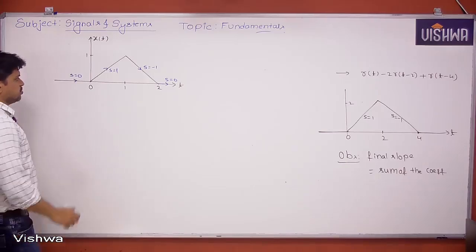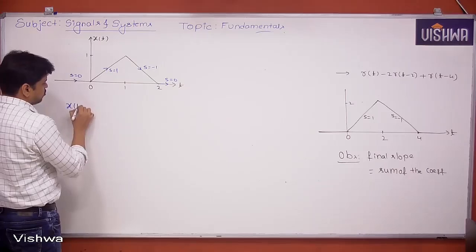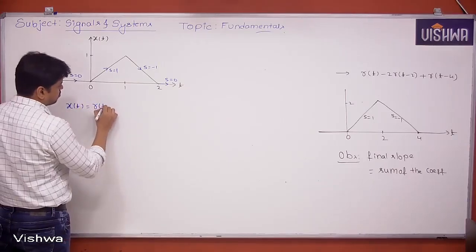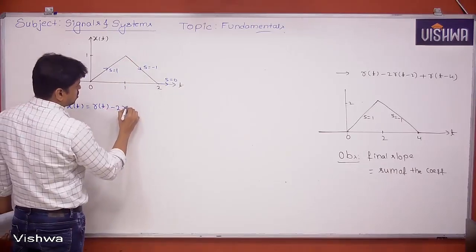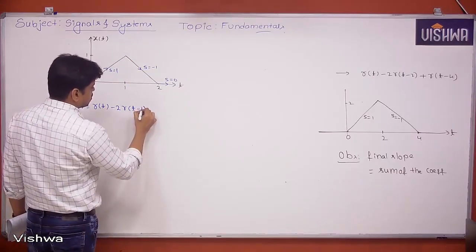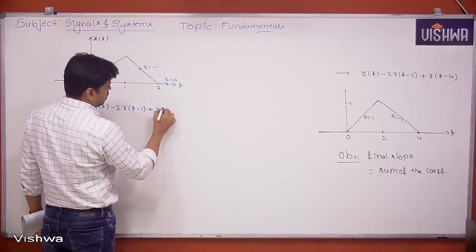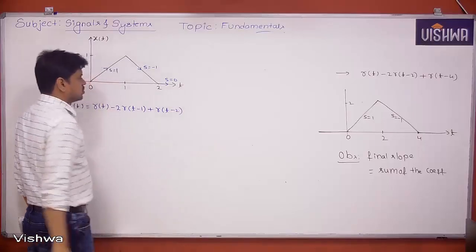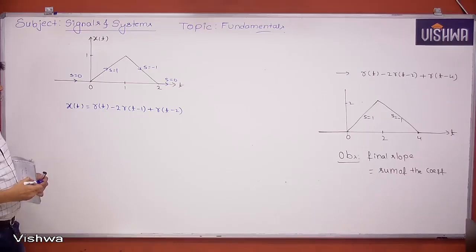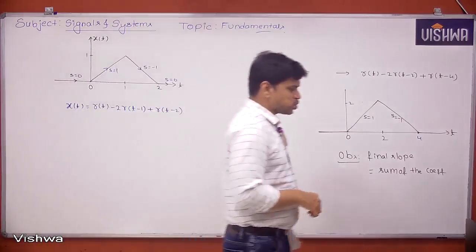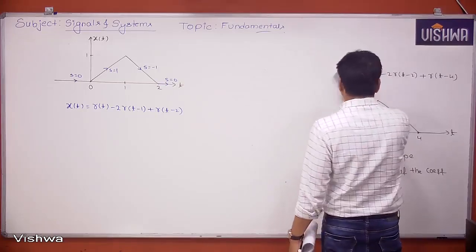Okay. Now let's see. At 0, how much is the slope change? 1 minus 0. So x of t can be written as r of t. At 1, how much is the slope change? -1 minus 1. -2 r of t minus 1. Next, at 2, 0 minus of -1, that is plus r of t minus 2. So that's the function we have to write. Okay, take it. Represent the slope of each line and find the change in slope. That means final slope minus initial slope.